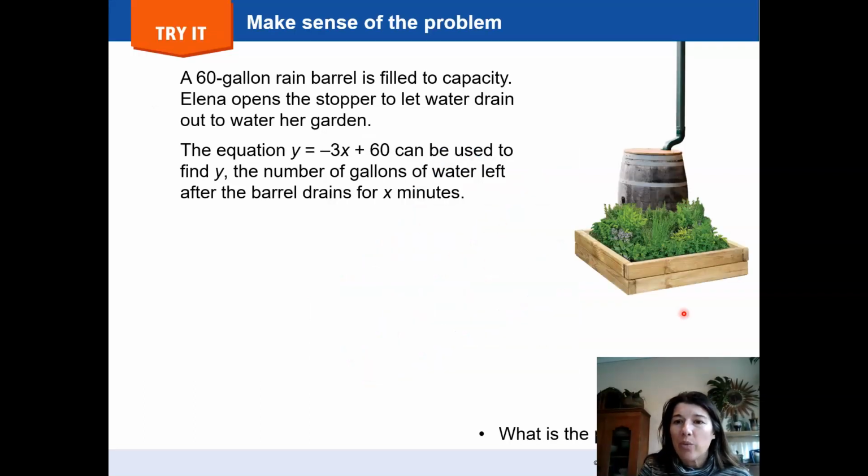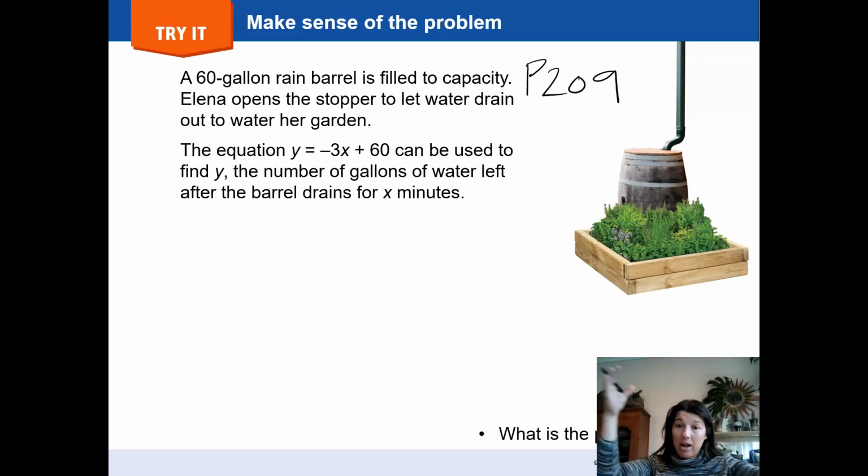All right, here's the situation that we are working on, and this aligns with page 209. So be on page 209 in your book. The situation is we have a 60-gallon rain barrel that is underneath a downspout. So it's catching all that awesome Washington rain water going into the barrel. Elena opens the stopper to let water drain out to water her garden. The equation y equals -3x plus 60 can be used to find y, the number of gallons of water left after the barrel drains for x minutes.